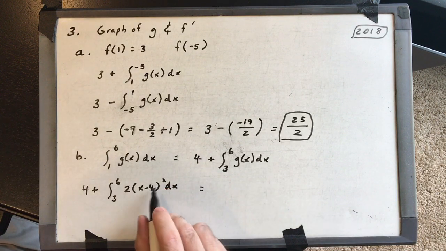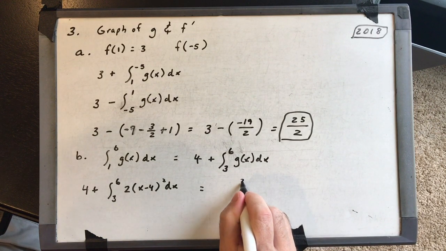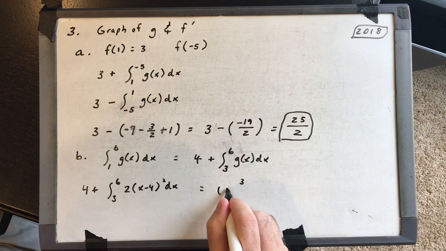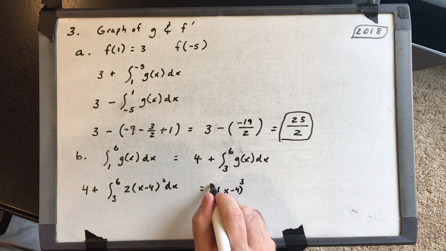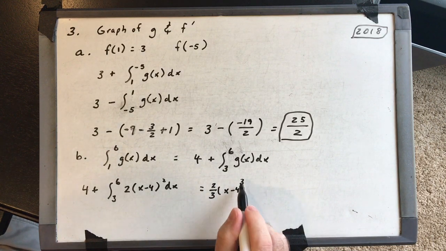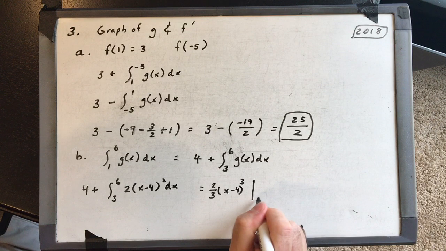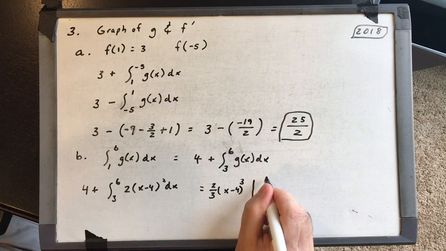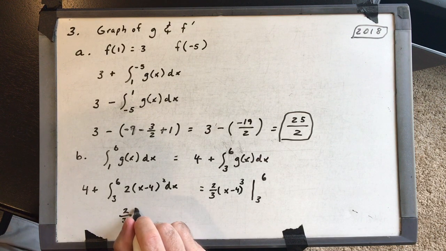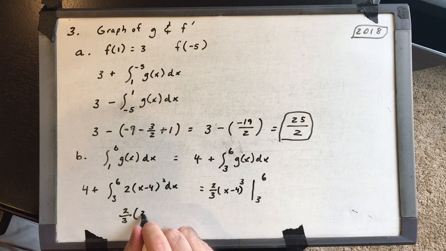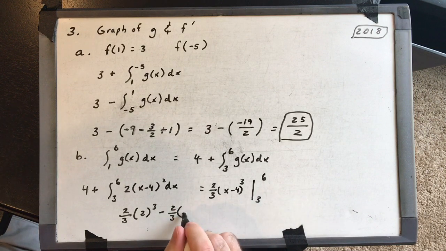Since it's x, I can just treat it like a single variable there. So we add 1, that's going to be cubed, (x minus 4) all cubed. And I'm going to need a 2/3 out front. 3 times 2/3 would give me 2, and then (x minus 4) squared. So that gets you back to the original. We're evaluating that from 3 to 6. So that's going to be 2/3 times 6 minus 4, so times 2 cubed, minus 2/3 times negative 1 cubed.